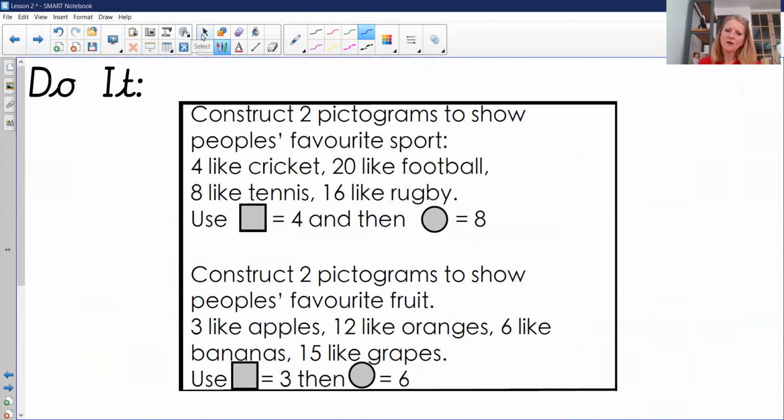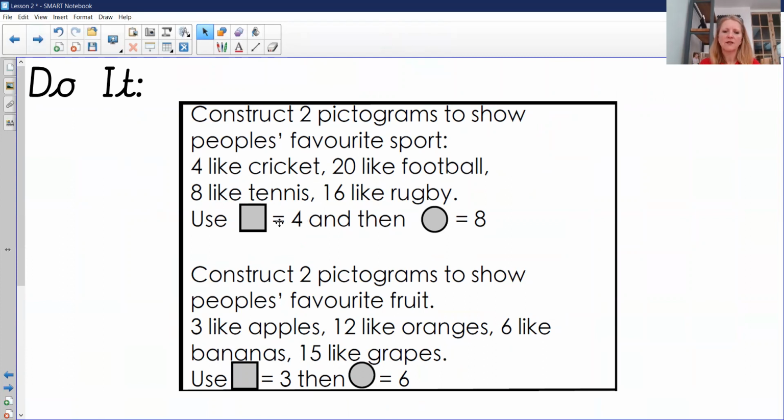So here's your do it for today. Okay, so it says construct 2 pictograms to show people's favourite sport. 4 like cricket, 20 like football, 8 like tennis, 16 like rugby. So we've only got 4 sports to look at there. So you need to construct 1 pictogram where a square, the symbol of the square, means 4 children. And then construct a pictogram where a circle means 8 children.